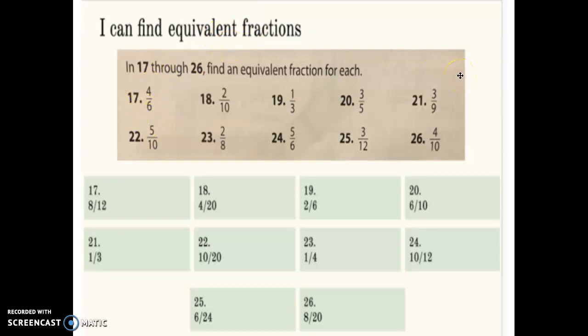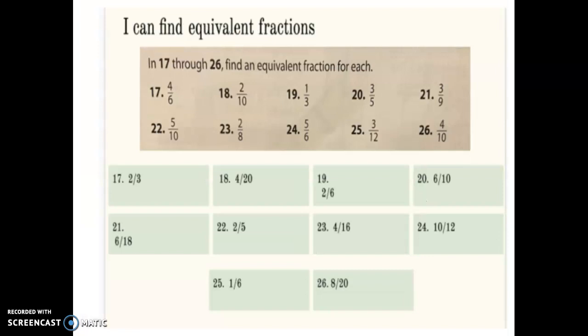And I did not specifically tell them that I wanted them to multiply each one by 2, for example. I told them that I just wanted them to find an equivalent fraction by using multiplication or division. So these are some of my students' examples. Here's another student's examples. You'll see that they have some different ones.